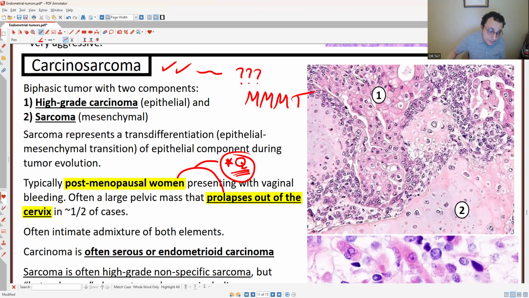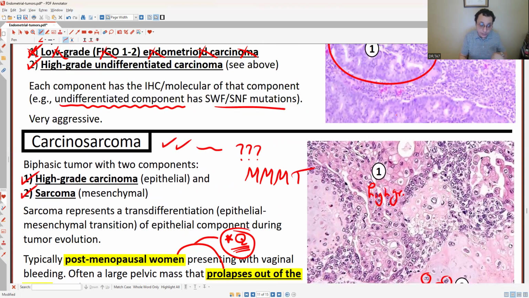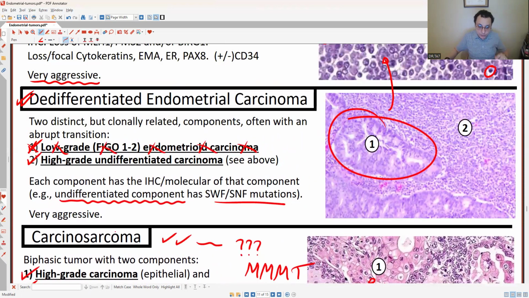However, here you have a sarcoma component or a mesenchymal component. Here it is an ugly looking sarcoma, extremely pleomorphic. It's like what you see in any ugly looking sarcoma. And you have a carcinoma component. However, the carcinoma component here is high grade. Please remember that. You need to see a high grade carcinoma component. That is what makes the difference between carcinosarcoma and dedifferentiated endometrial carcinoma.